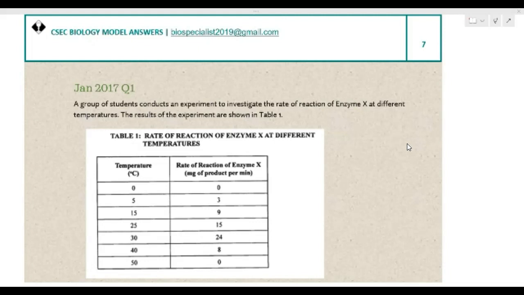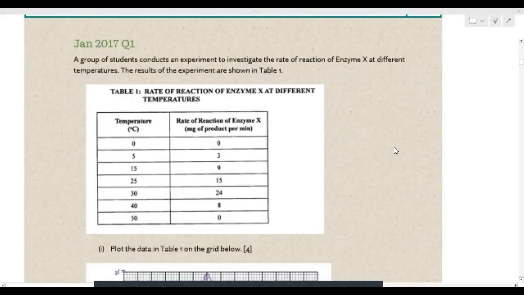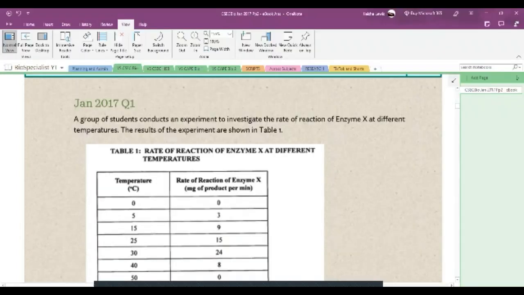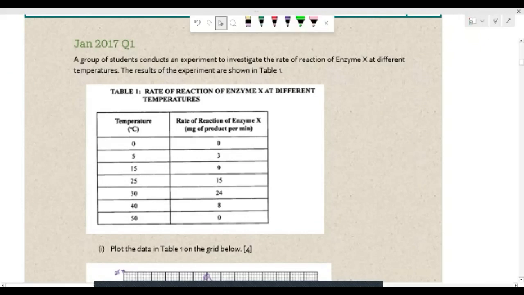We have our first question. We have here a group of students and they are conducting an experiment to investigate the rate of reaction. So this is looking at an enzyme activity experiment, and we're looking at the impact of temperature on the activity of this enzyme. So let's take a look.